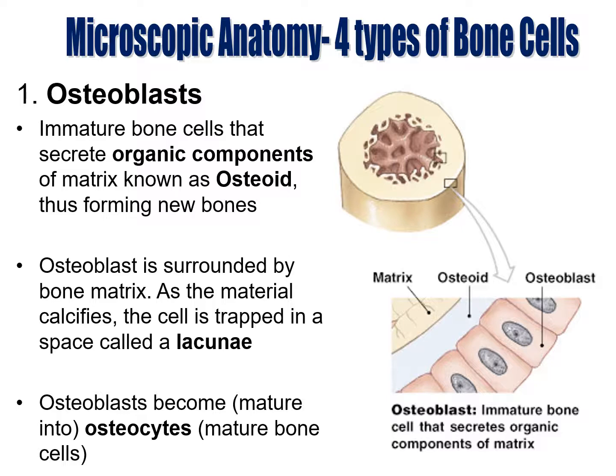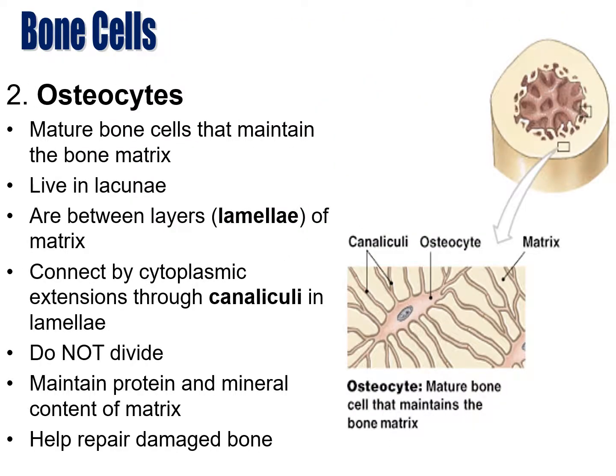As the matrix is made around them, the osteoblasts actually get trapped in these pocket-like structures called lacunae. And inside the lacunae, the osteoblasts mature into the osteocytes. Osteocytes are mature bone cells and they remain inside the lacunae. They are arranged in concentric circles around the central canal. These concentric circles are known as lamellae. Osteocytes talk to each other by means of cytoplasmic tunnels called canaliculae. Osteocytes do not undergo mitosis, and the function of osteocytes is to maintain the bone matrix.